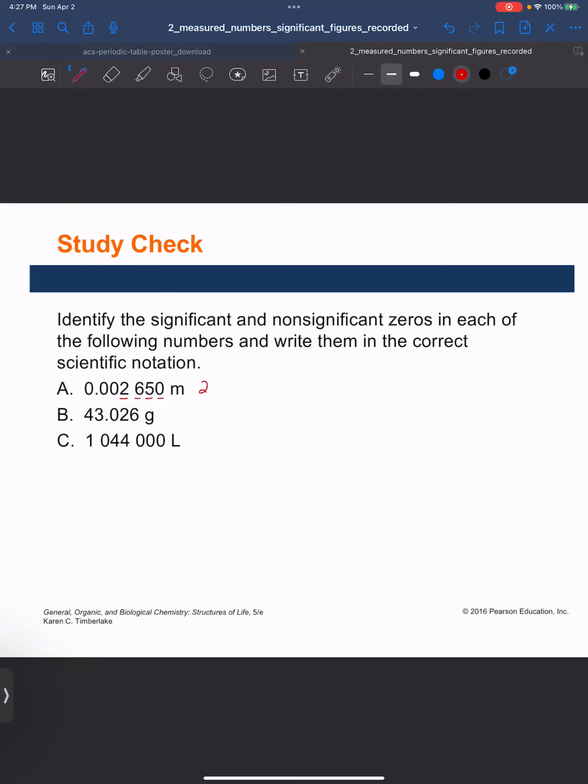So we would write 2.650 to indicate 4 significant figures times 10 to the -3. Good. And then that's in meters.